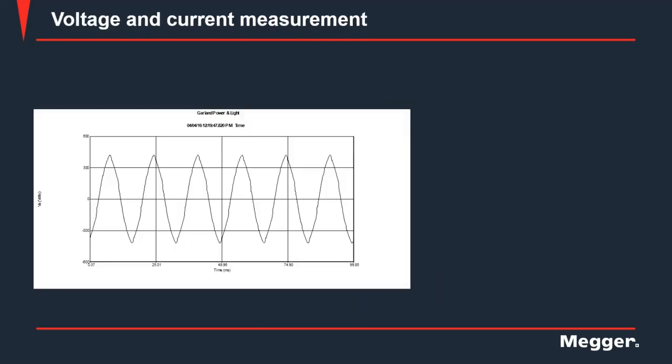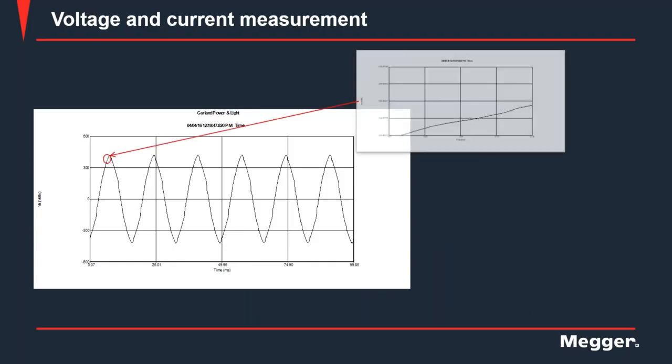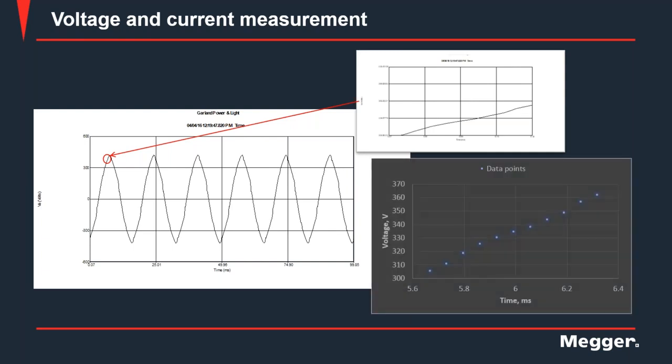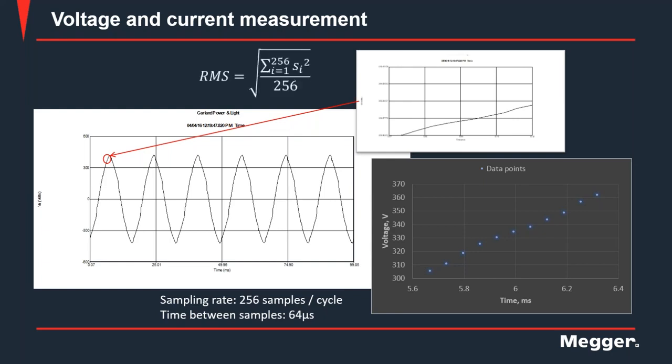So let's take one waveform capture from the MPQ2000 and zoom into a small section of the waveform capture. We can break this up into different data points, and each data point is captured every 64 microseconds, because the sampling rate is 256 samples per cycle. So we are basically measuring 256 instantaneous values every cycle, and the RMS value is calculated every cycle.